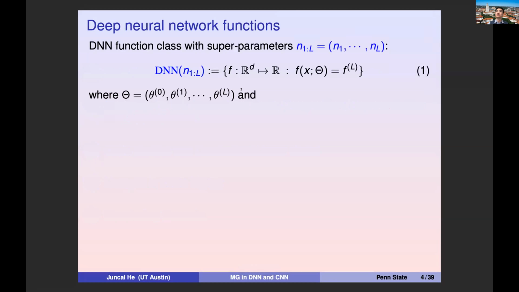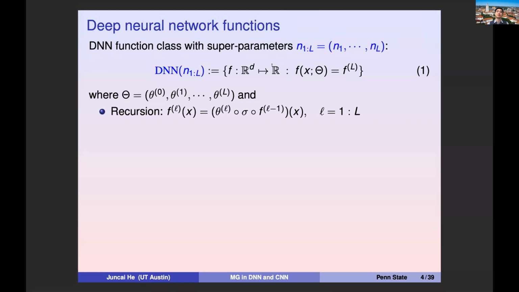So for simplification, let's start with some notation first. This deep neural network is a function class from R^d to R. Then there are the so-called hyperparameters n_1 to n_L. In computer science or machine learning, we call them the number of hidden neurons at each layer, and we can also say the dimension of each linear transformation.